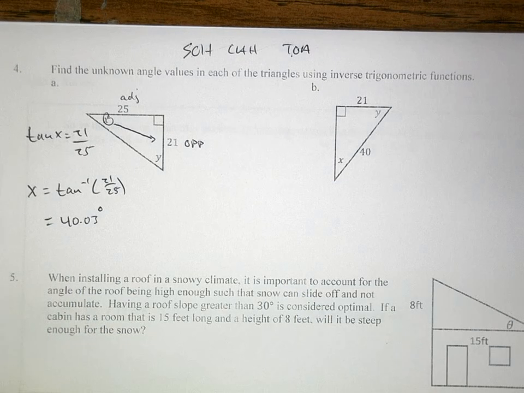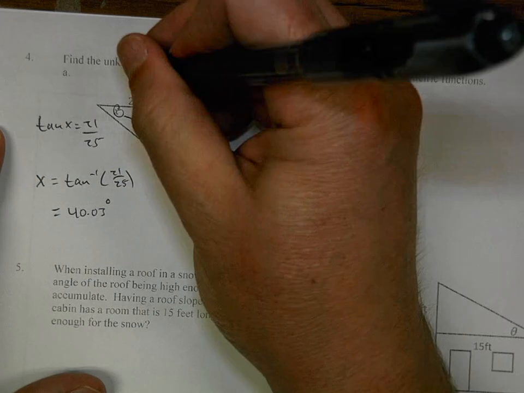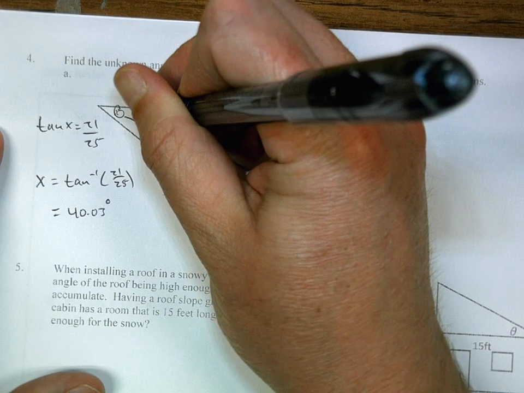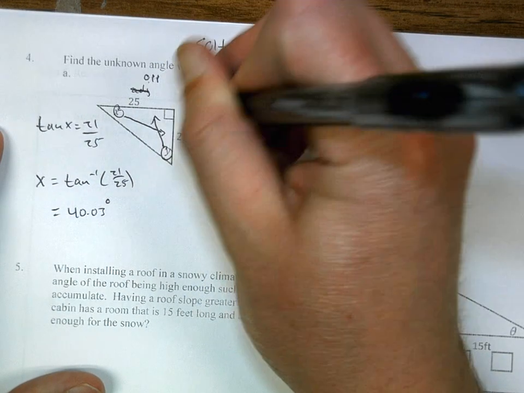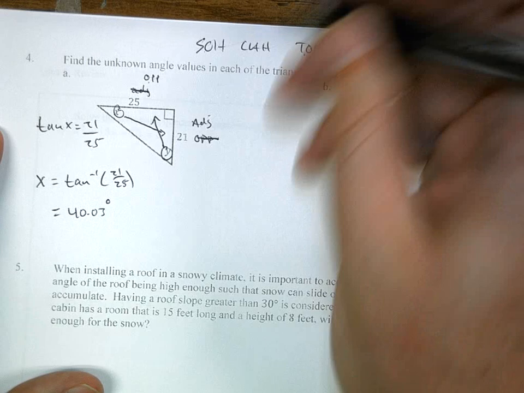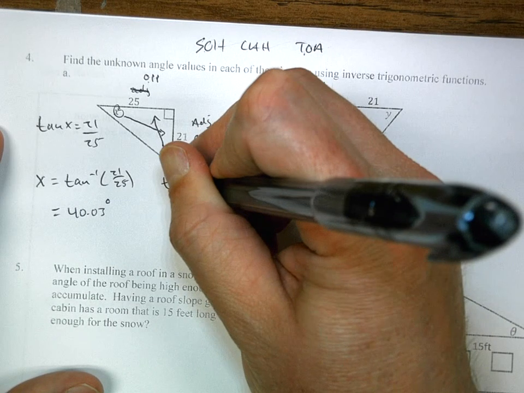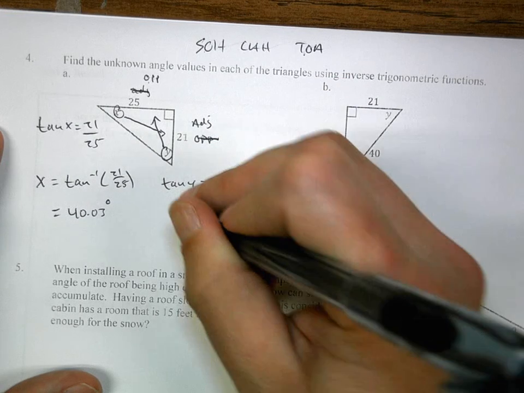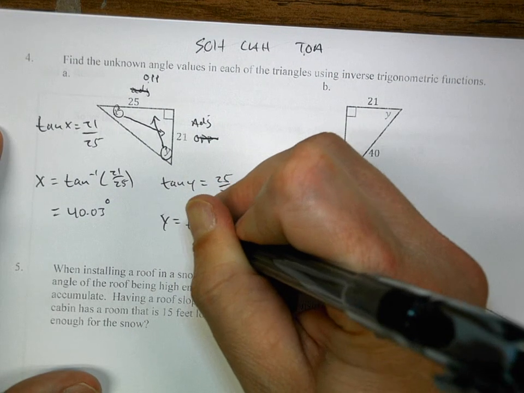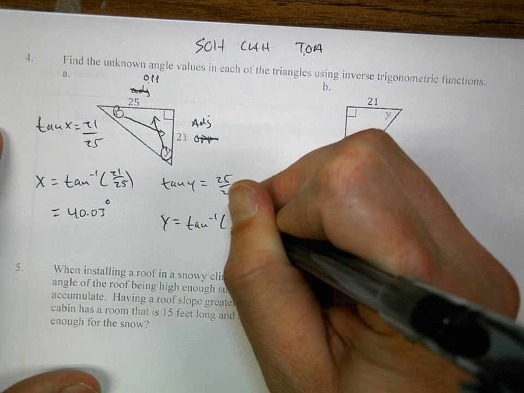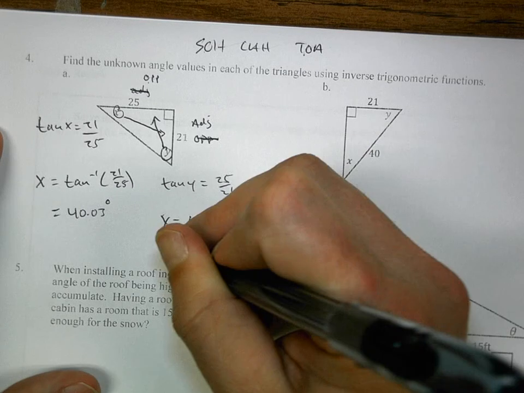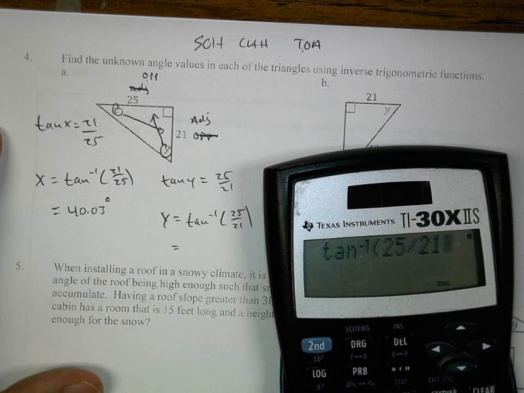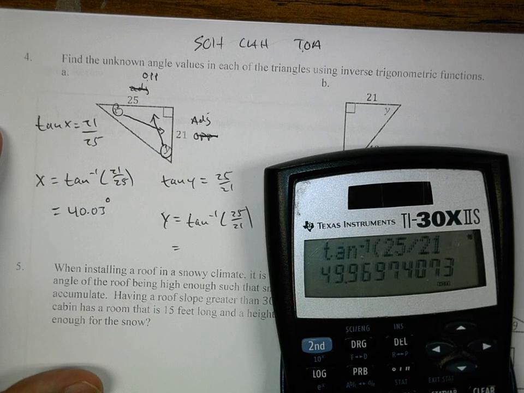Okay. Now if you were to go from y as your reference angle, this is now your opposite side, and this is now your adjacent side. So tan of y equals opposite over adjacent. And you're trying to solve for the angle, so you have to use tan inverse of 25 over 21. And then tan inverse of 25 over 21 gives us 49.97.